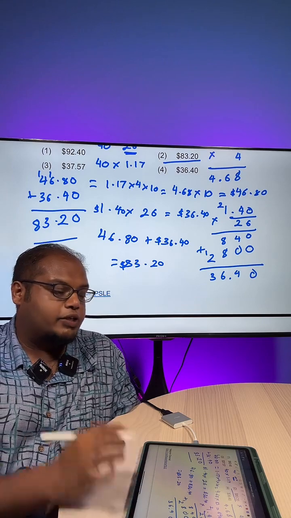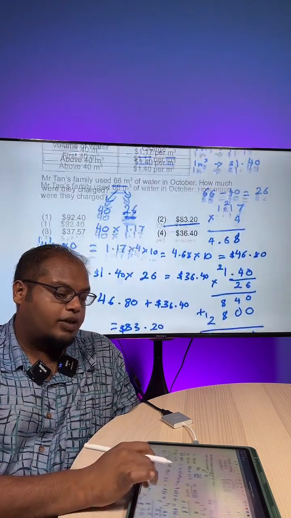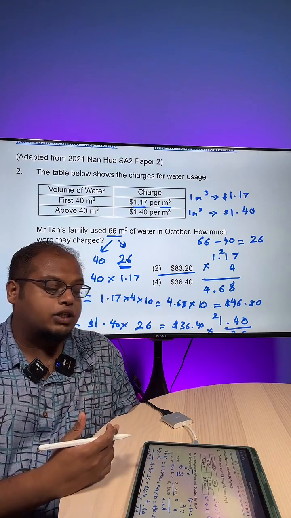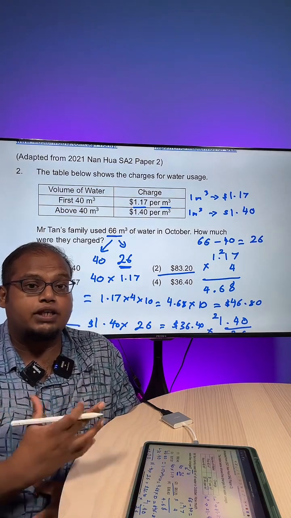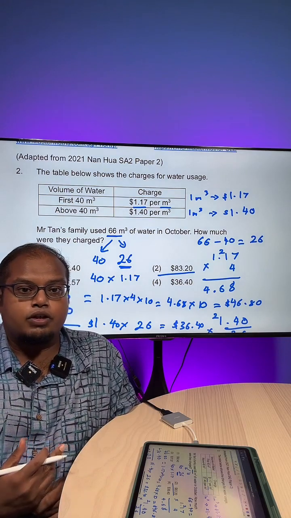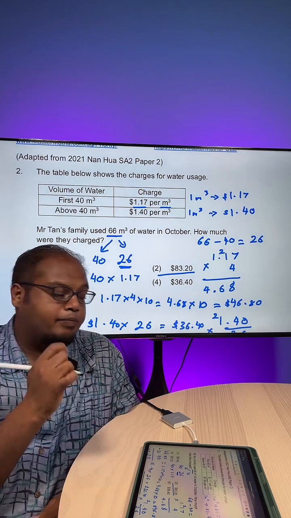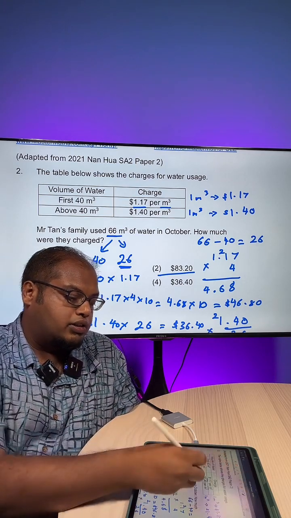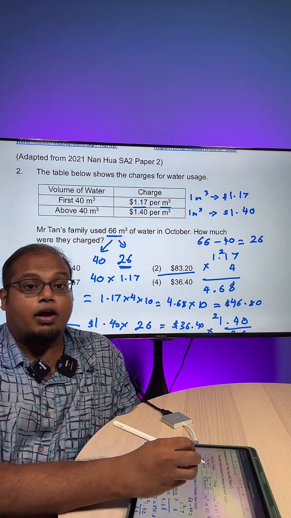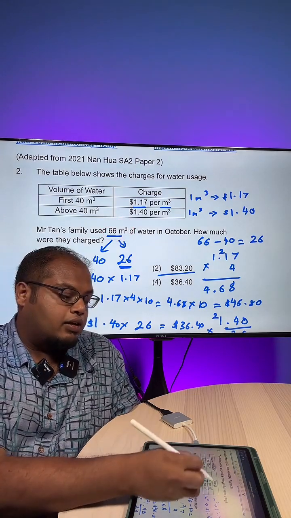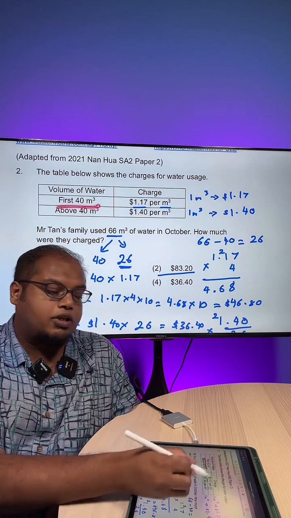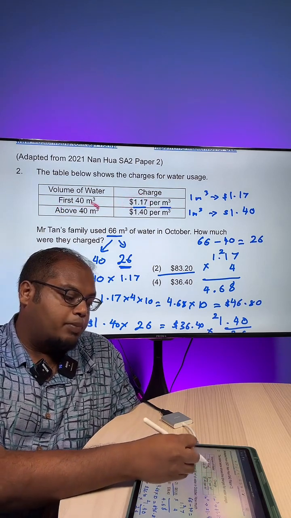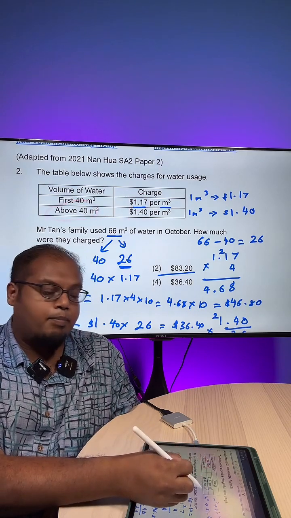Alright, so just a quick recap. This is a question on rates. Rates meaning you need to calculate the cost for using a certain amount of water. In this question, they are asking us to calculate for 66 meter cube. The rates are, for the first 40 meter cube, $1.70 per meter cube. Above 40, $1.40 per meter cube.